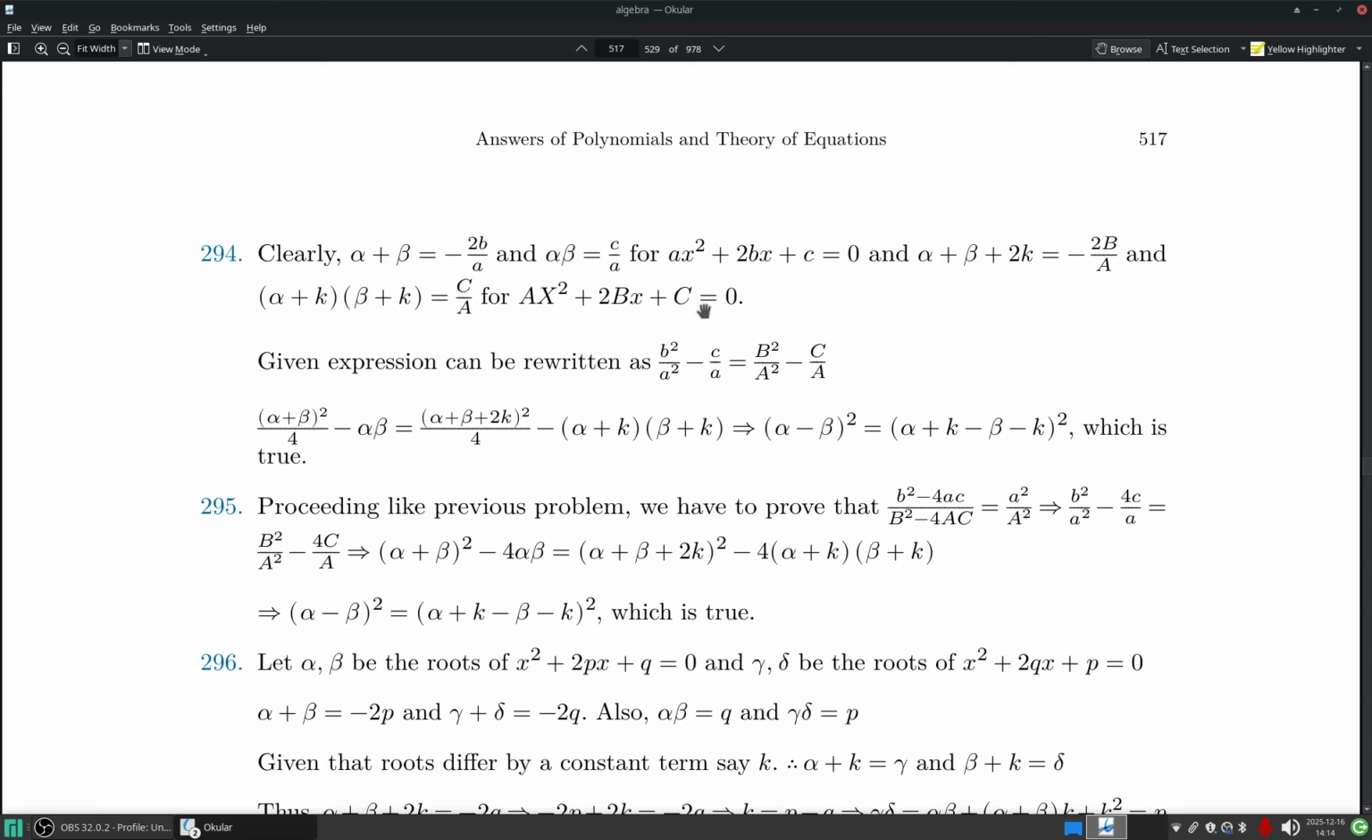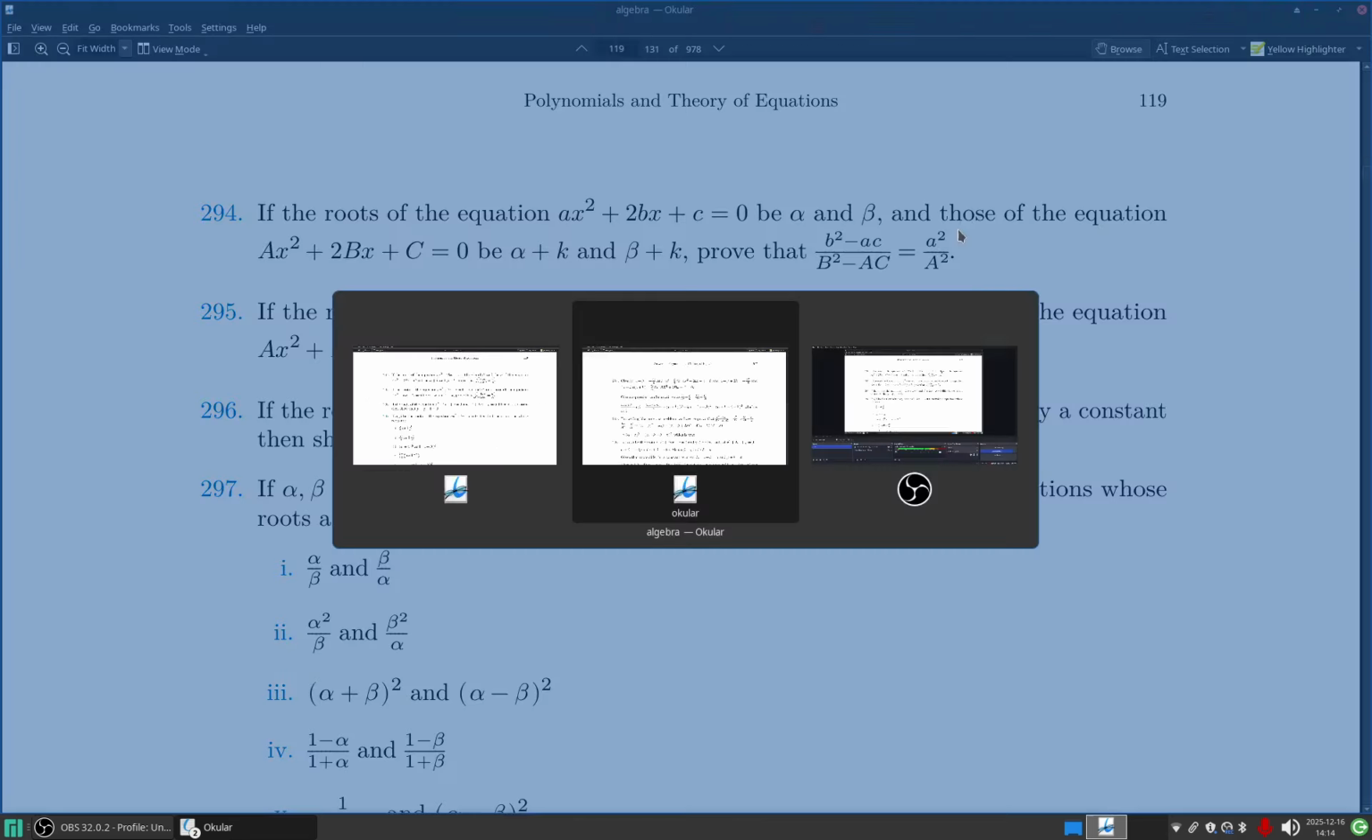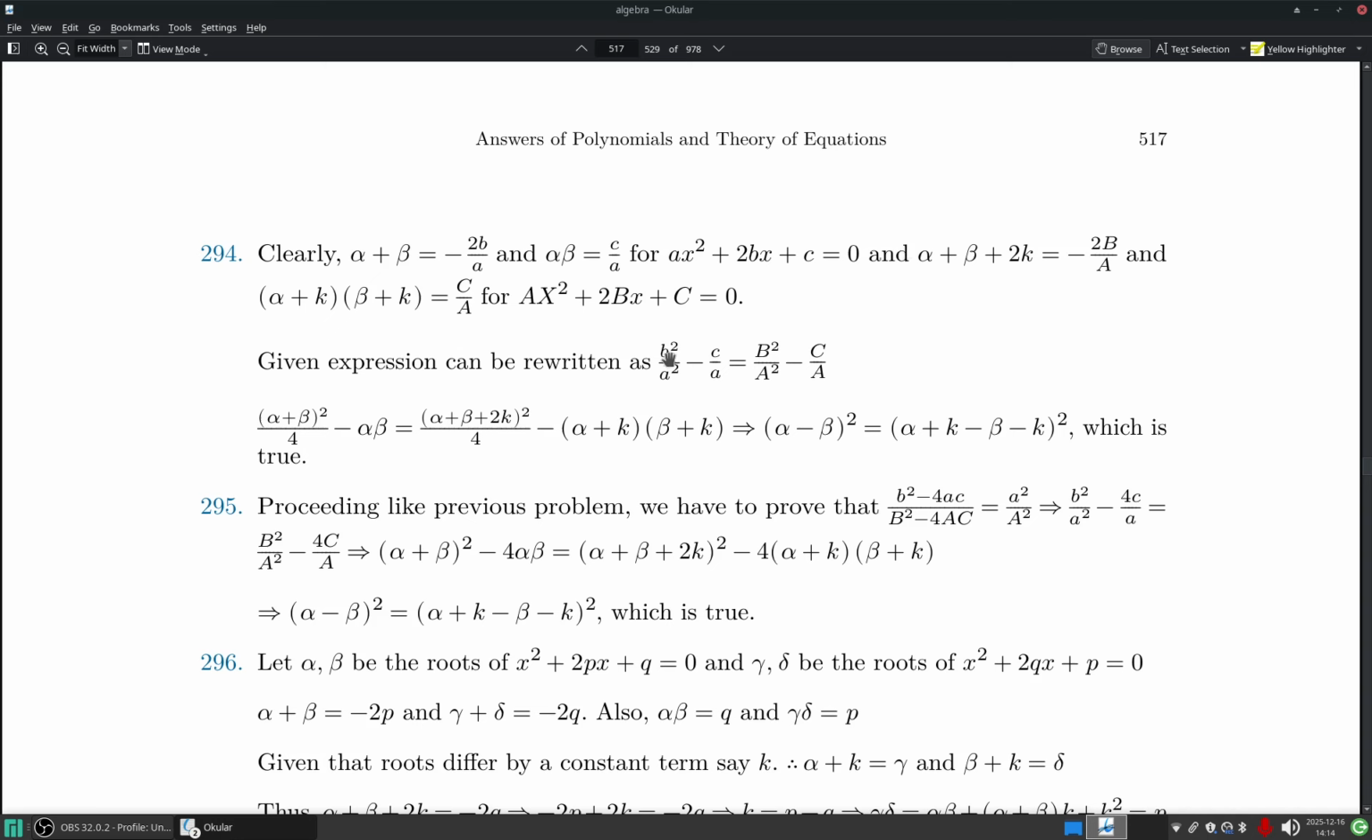So once we have these two equations, what we are given is b square minus ac by capital B square minus capital A capital C. So we bring a square this side and we take b square minus ac to the numerator of the right hand side. So we can write this as b square by a square minus c by a is equal to capital B square by capital A square minus capital C by capital A. Now this is nothing but alpha plus beta whole square by 4. And this is nothing but alpha beta, and this is nothing but alpha plus beta plus 2k whole square by 4 minus this is alpha plus k into beta plus k.